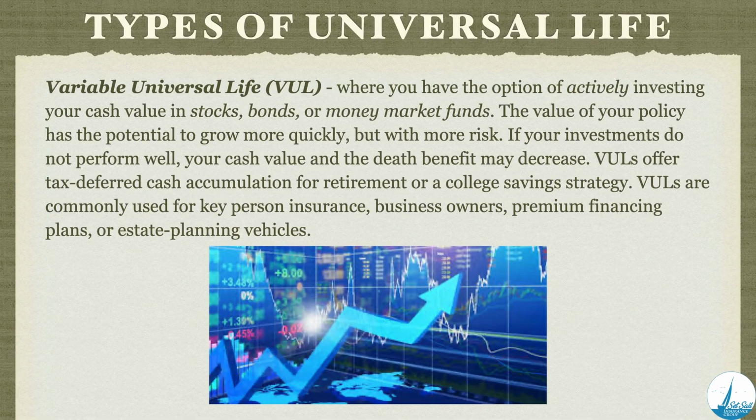The second type of universal life is called Variable Universal Life, or VUL. It's where you have the option of actively investing your cash value in stocks, bonds, or money market funds. The value of your policy has the potential to grow more quickly, but with more risk. If your investments do not perform well, your cash value and the death benefit may decrease. VULs offer tax-deferred cash accumulation for retirement or college funding saving strategy. VULs are commonly used for key person insurance, business owners, premium financing plans, or estate planning vehicles.